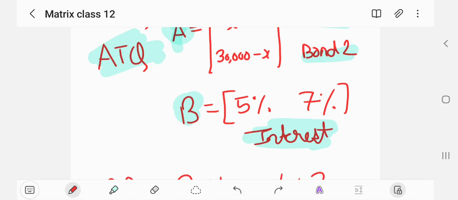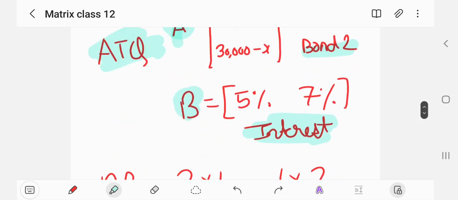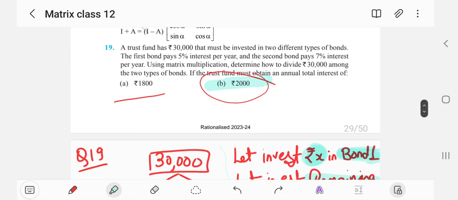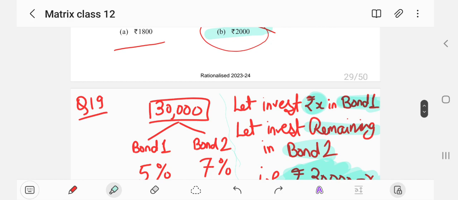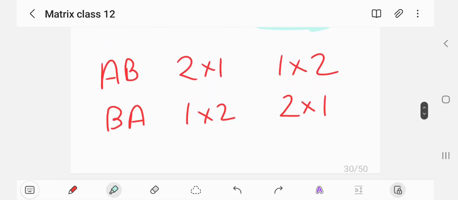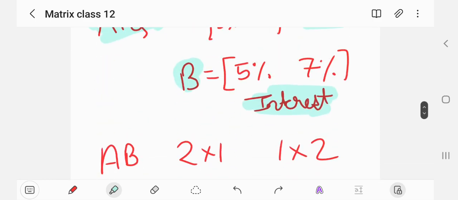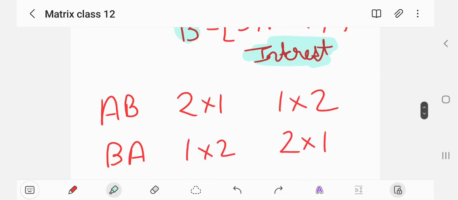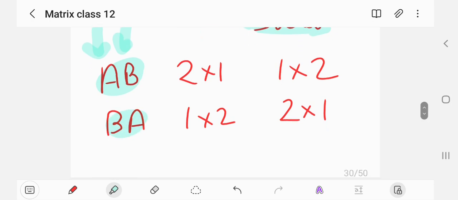Now let's see further. If we want to find the total interest, we have to basically multiply the 2 matrices. Why do we have to multiply? Because the interest is found when we multiply the percentage with the amount, right? So we have to multiply it. Now we know that multiplication is defined only when the orders are compatible. There are 2 ways: either we multiply AB, that is A first and B second, or multiply BA, that is B first and A second.